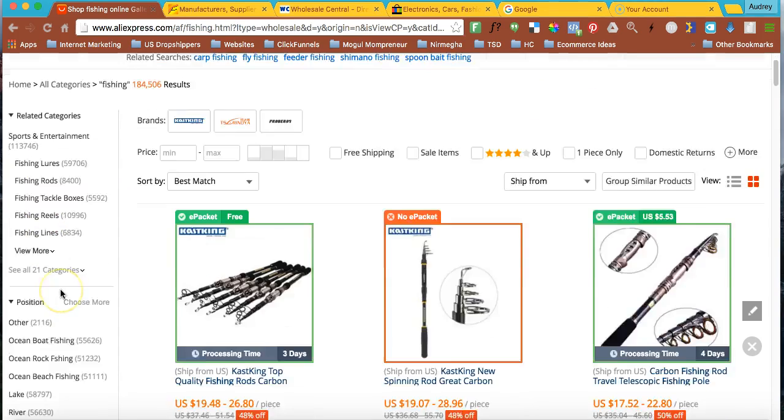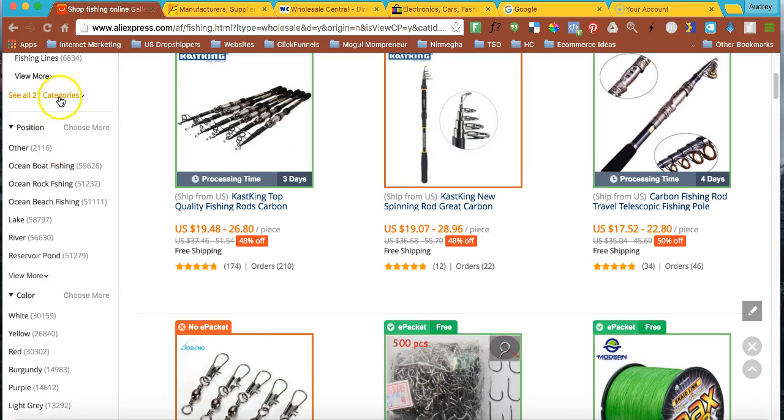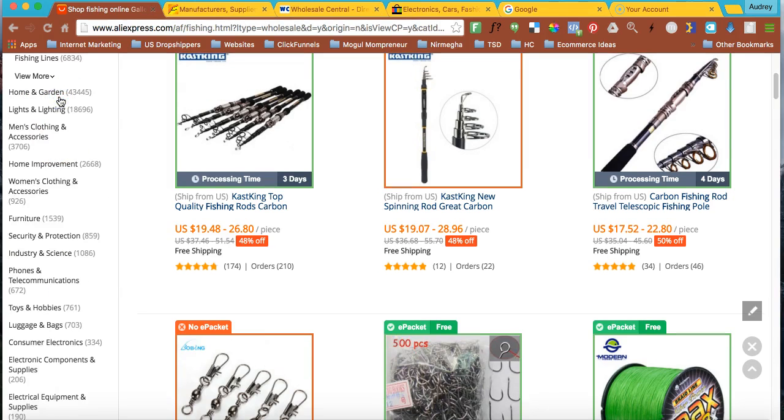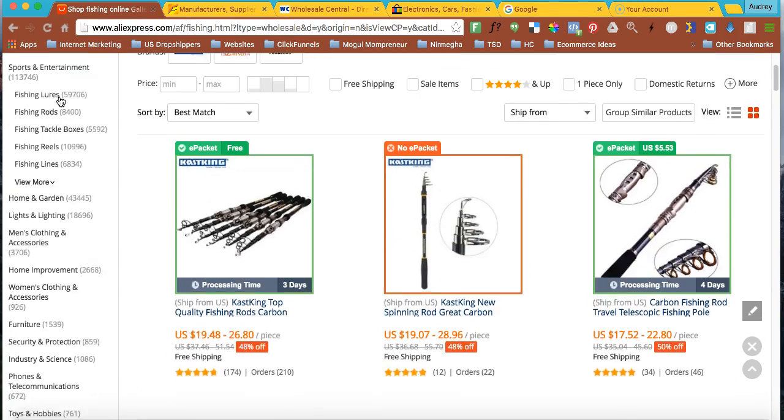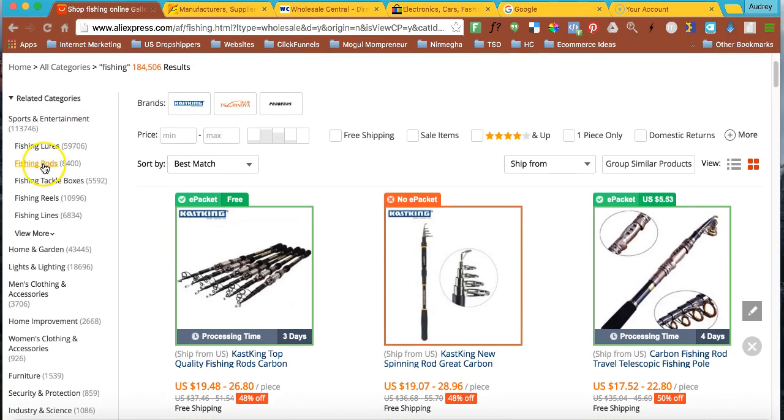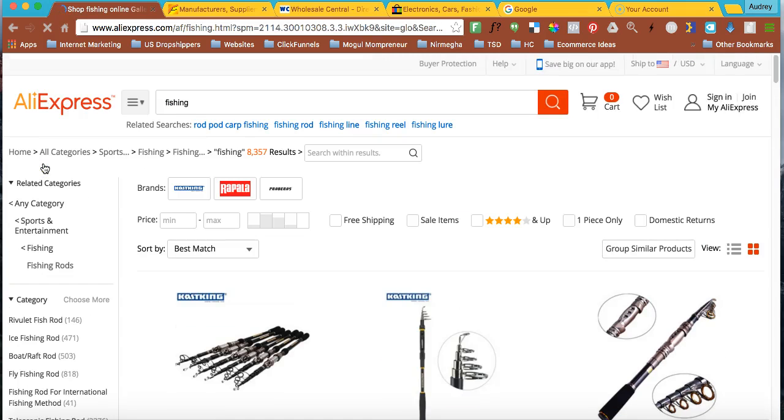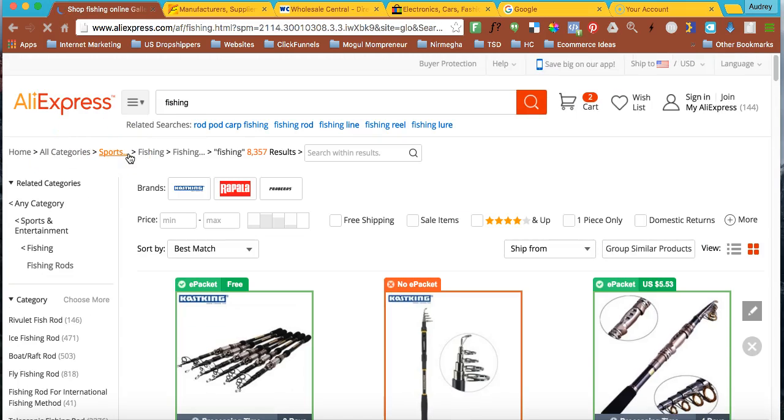There's some categories here on the left-hand side. And let's say that we want to sell fishing rods. Okay. So we click on fishing rods. Now, there's a few things that I like to do when doing my analysis. There's a few things that I like to look at. One is reviews. I want to read what other customers who have purchased that item have to say. I also want the supplier or manufacturer to offer ePacket shipping.